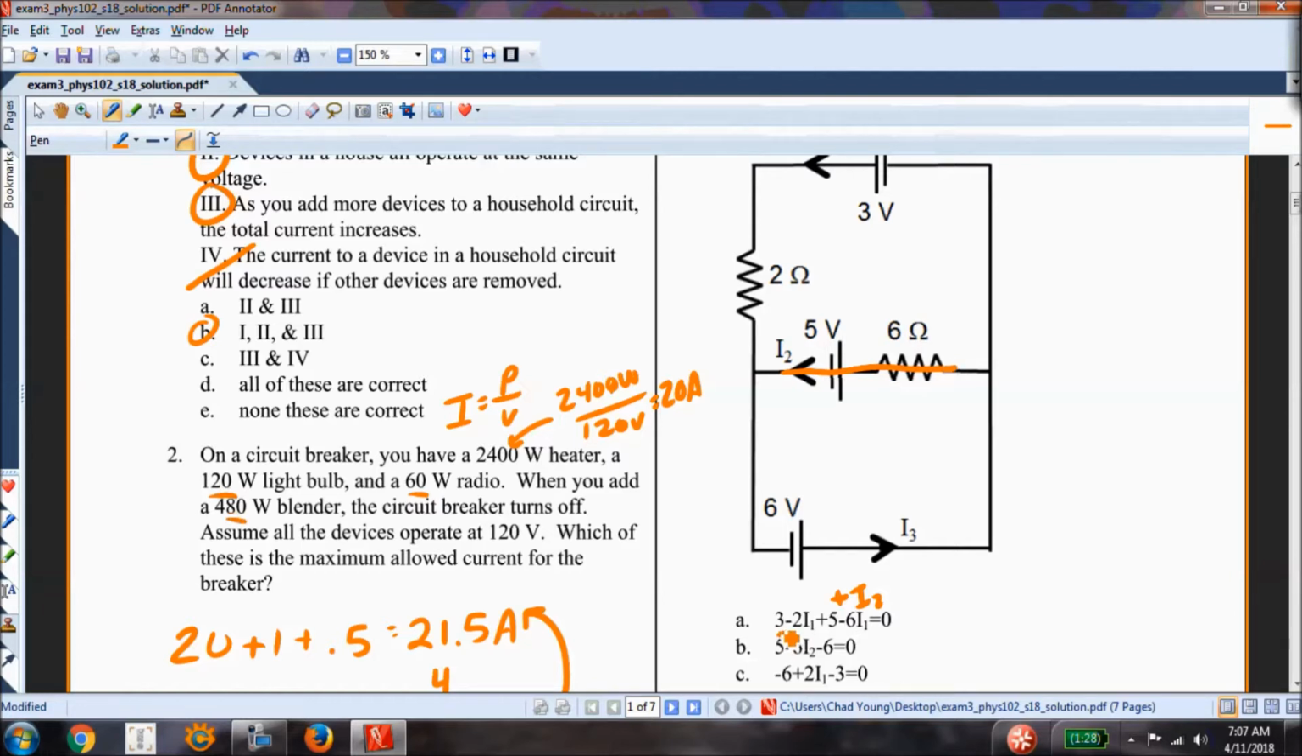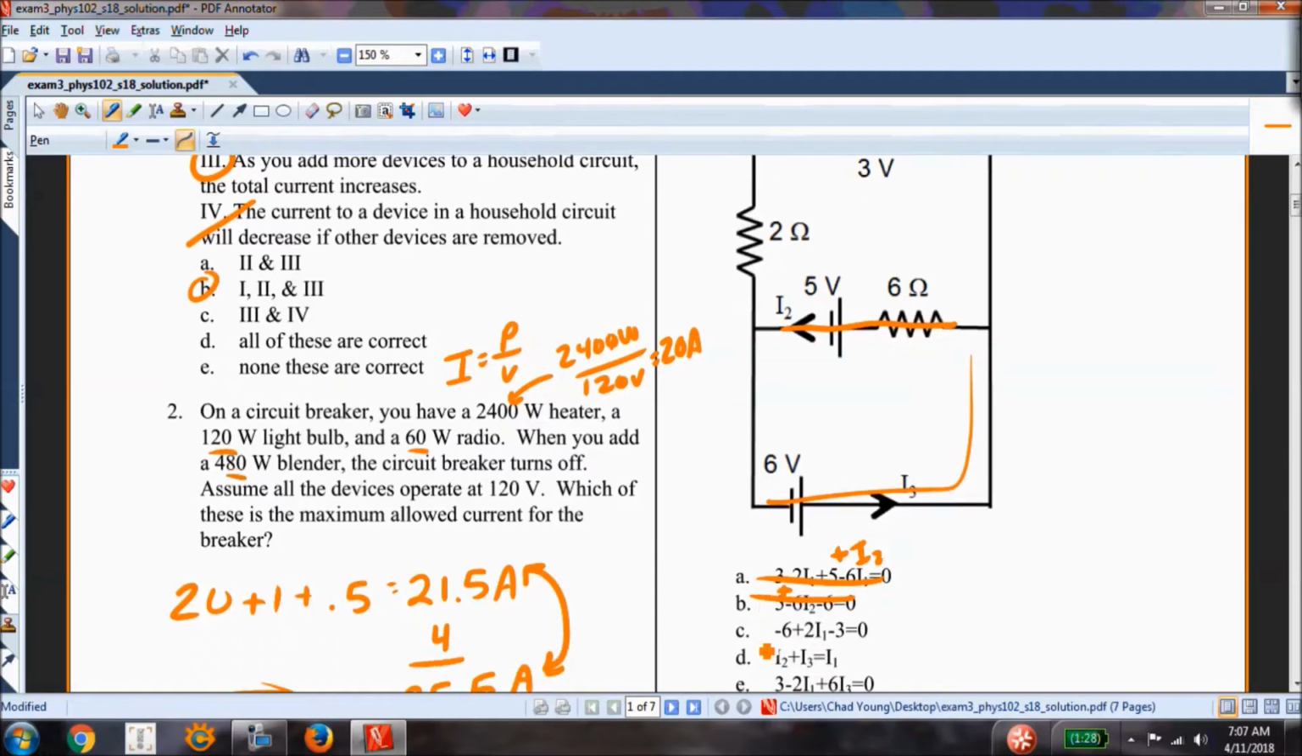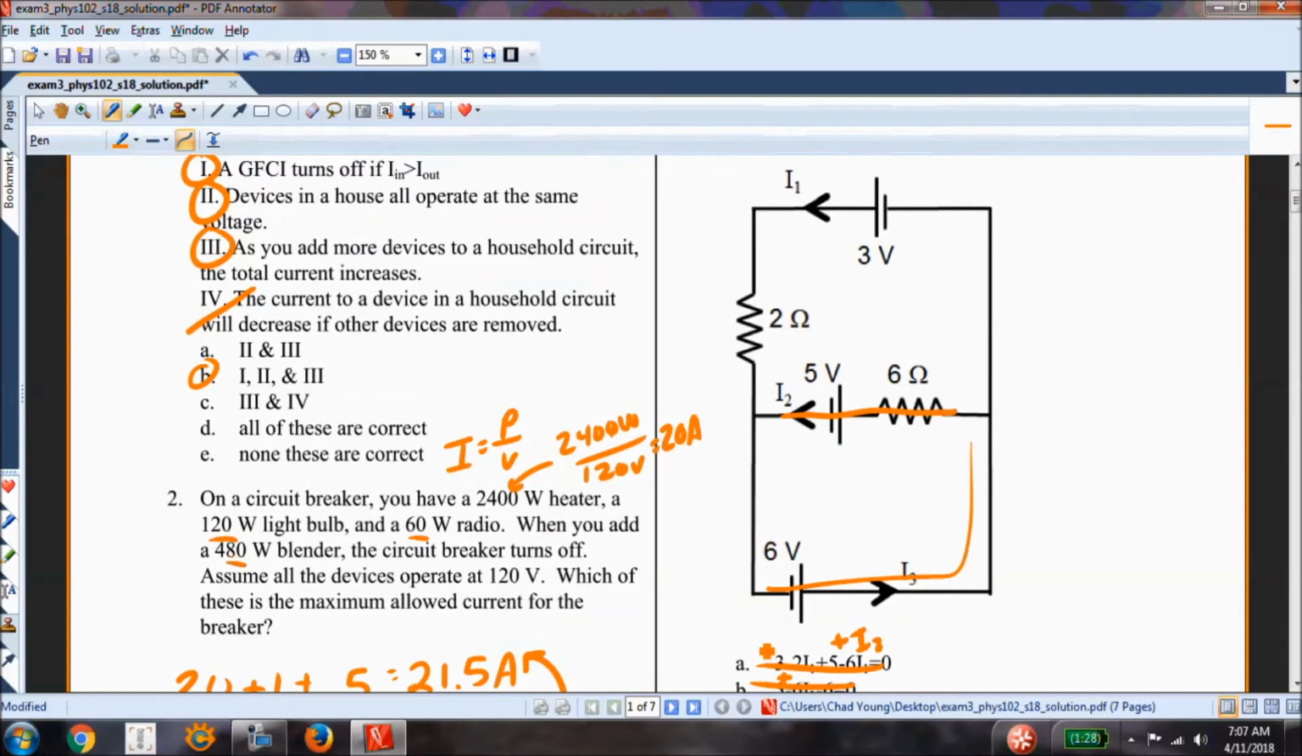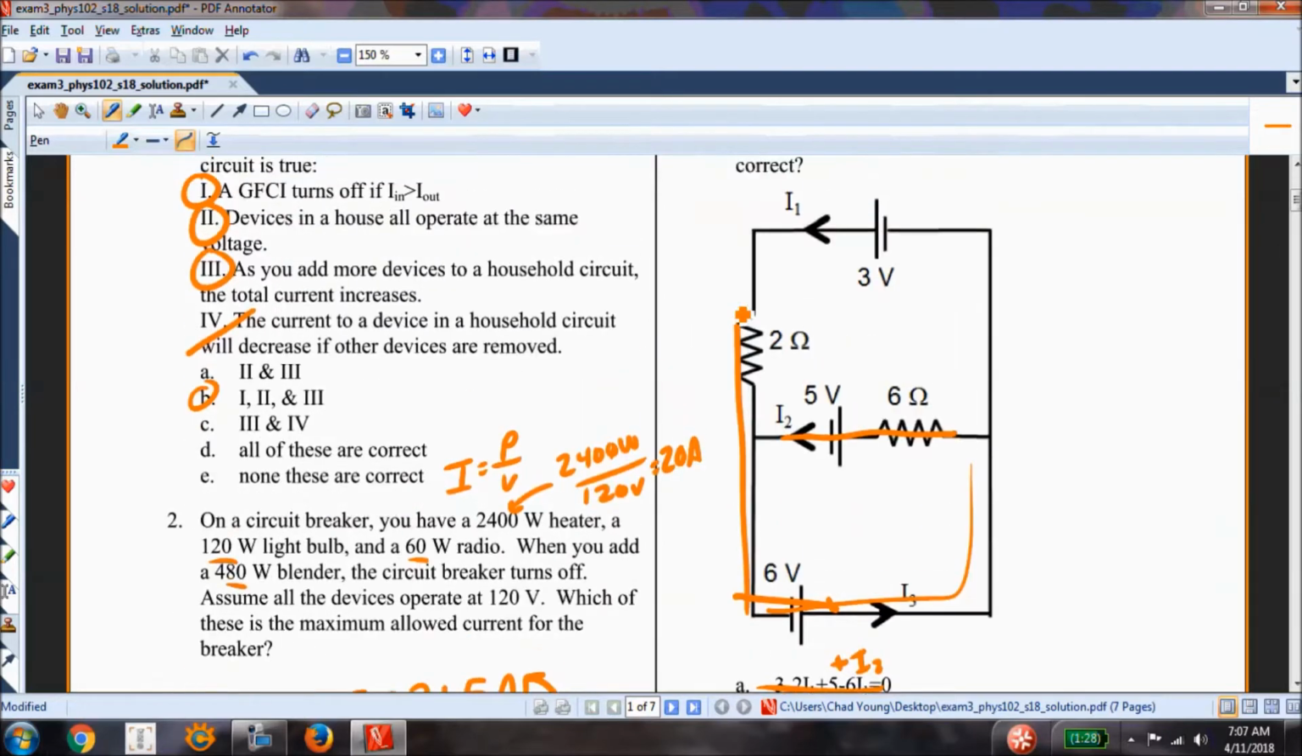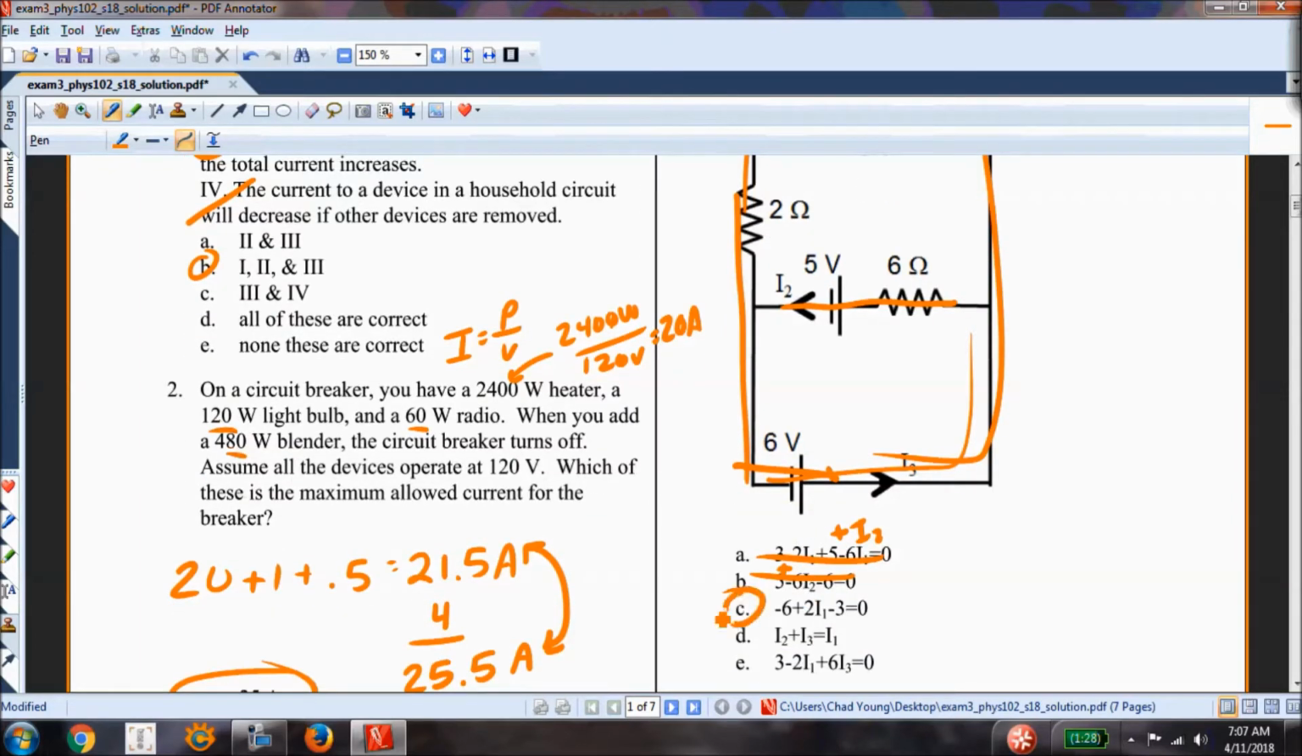Okay, that's not correct. It should be plus 6I2. Then keep going. It is minus 6. So that one's not right, nor is B. Minus 6 plus 2I1. I'm going in this direction because it's minus 6. Plus 2I1. That's correct because I'm going against the current, and the current is I1. And then minus 3, that's correct because I'm going from high to low potential. So that is the right answer, C.